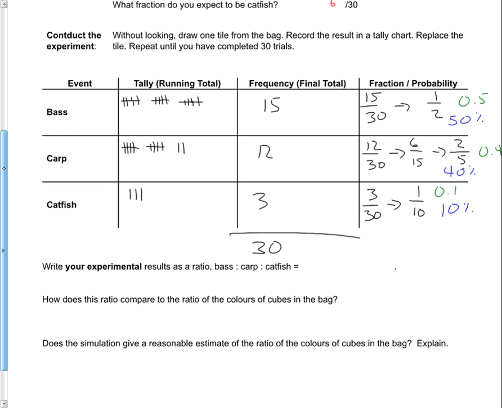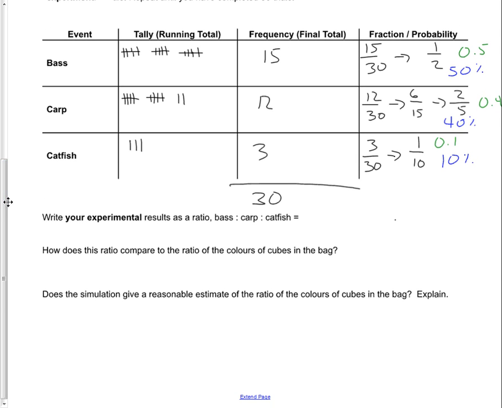What we want to do is write down our experimental results as a ratio between bass, carp, and catfish. In terms of the number of bass, which is represented by green, I had 15 results that were bass. My carp, which is blue, I had 12 that were carp. And finally, my red results are catfish, and I only had 3 results. So 15 to 12 to 3.